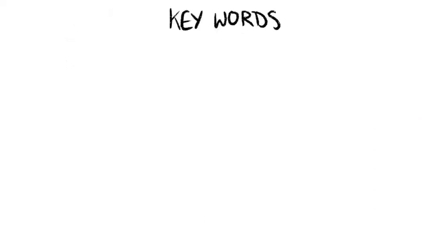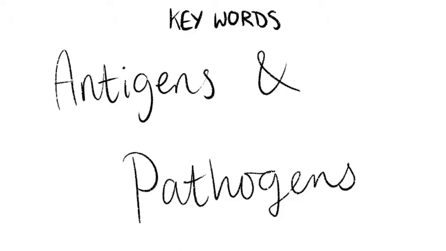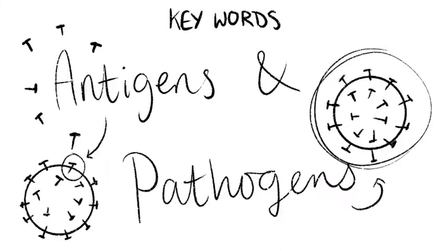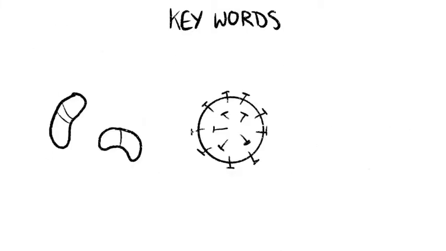A couple of key words and terms to remember are phagocytes, antigens, and pathogens. Antigens are the little proteins found on the surface of cells, in this case foreign antigens that don't belong to us, where the pathogen is the taxi service for the antigens that can be anything from a bacteria to a virus to a fungi.